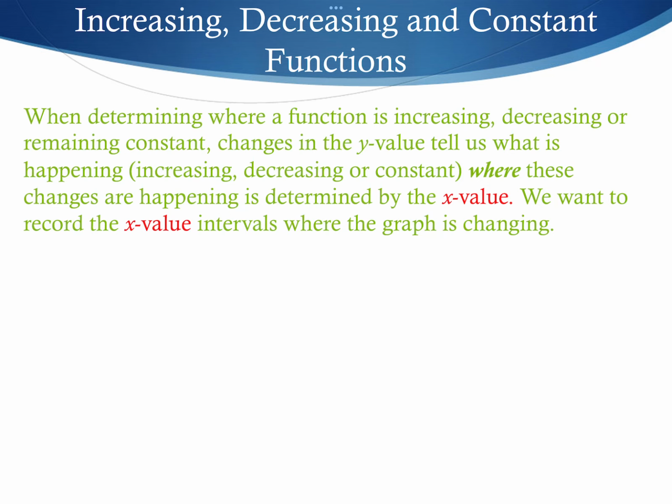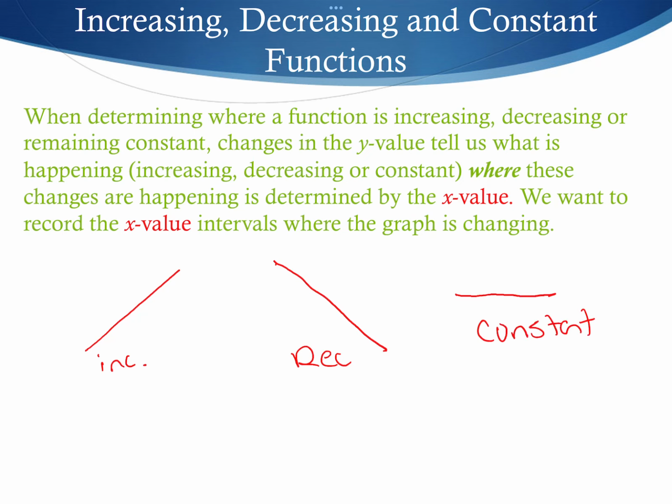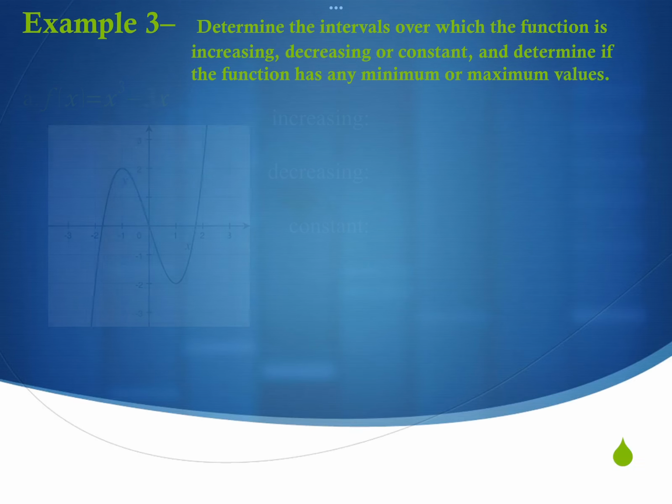Next, we have increasing, decreasing, and constant functions. So you're going to be looking at a graph. You're going to read your graph from left to right every single time, just like you're reading a paper. And then just think about it. If it's going up from left to right, this would be increasing. If it's going down from left to right, it's decreasing. And then constant would just be going straight across when we look at a graph. And again, we'll write it in interval notation, and we always record the x values when we do these.